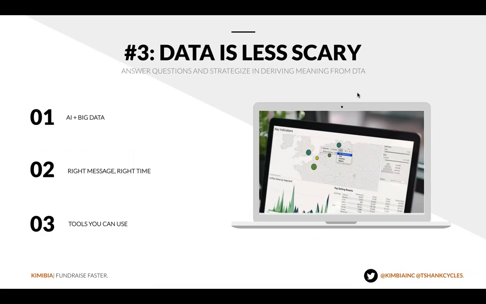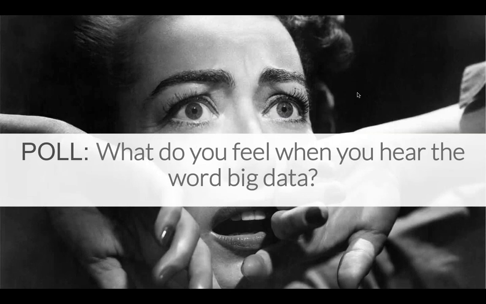Okay, I know we're coming up on time, so I'm at my last section. I want to talk about how data is going to become more meaningful and also less scary. So I'm going to talk about artificial intelligence and big data and how it's going to help you get the right message at the right time to the right people. And I'll also have some tips and tricks on tools you can use. They're very easy and inexpensive.